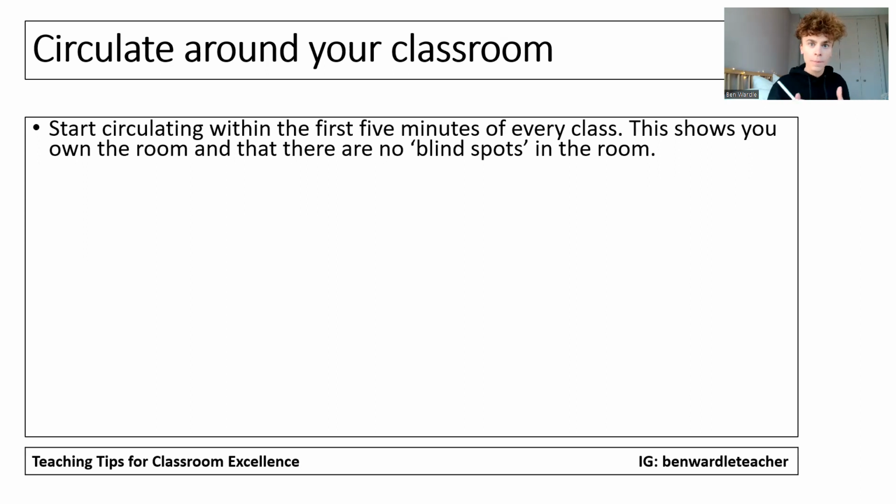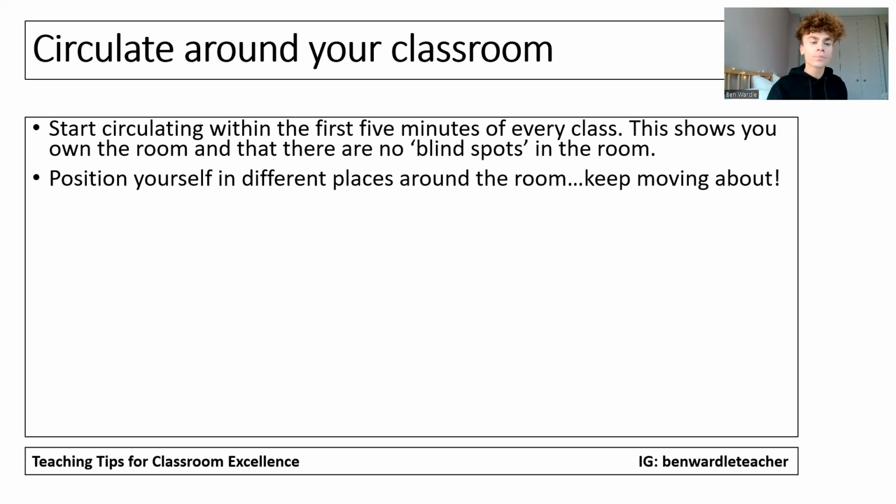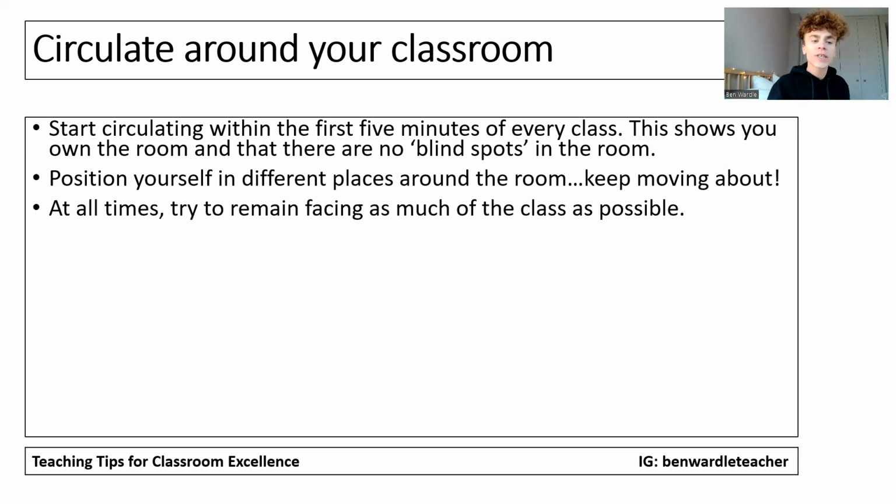So here's how to do it. Make sure that when you've started your lesson, you start circulating within the first 5 minutes. For example, while students are doing the do now or the starter activity, because that shows from the very beginning of that lesson that you own the room and that there are no blind spots in the room. My advice is to position yourself in different places around the room at different times, keep moving about. As I say, it's a great way to get your steps in, but it's also a great way to add some energy to your teaching.